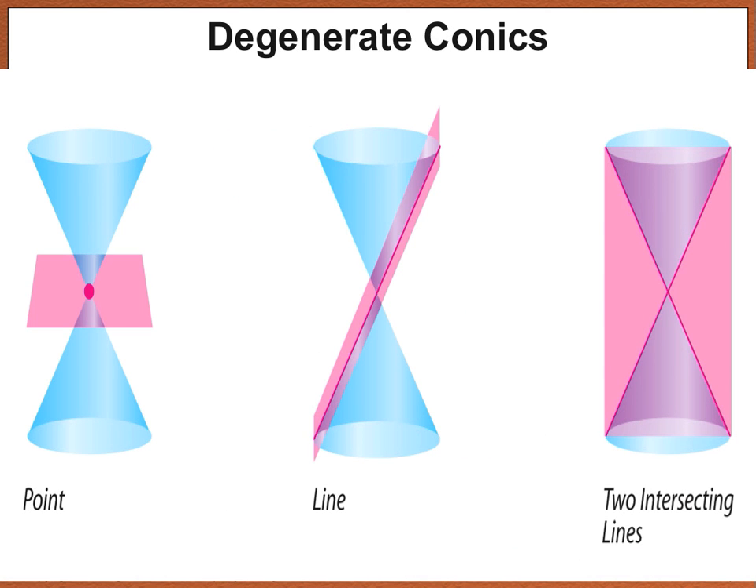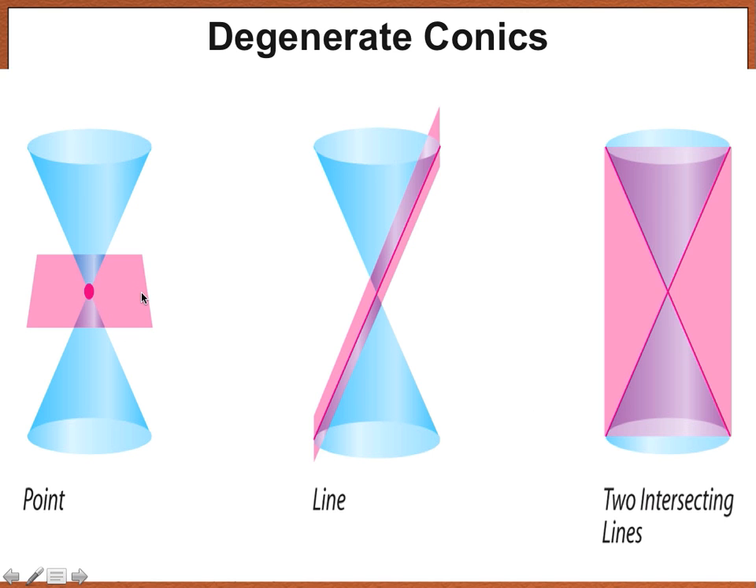Now, what do conics have to do with lines? That's what this screen is about. These three geometric figures are called degenerate conics. A point is the result of a plane that intersects a double cone at exactly the spot where the two points of the cones meet.